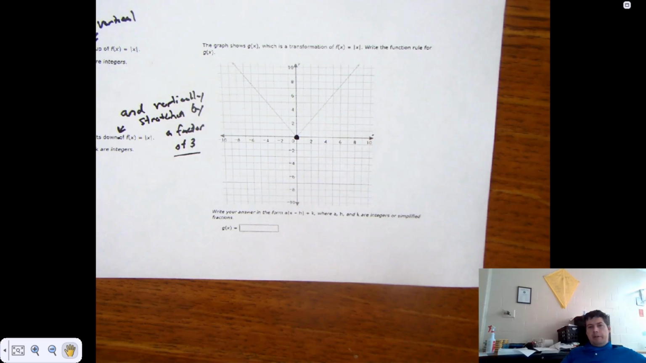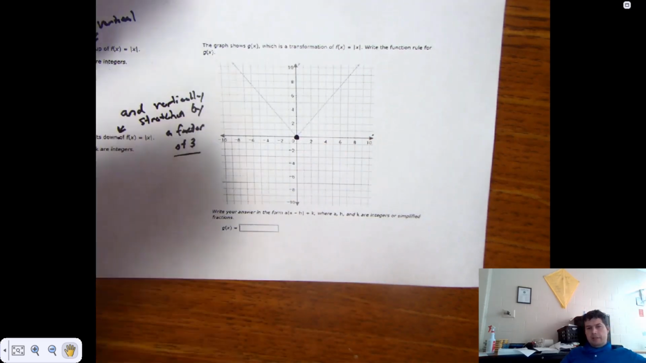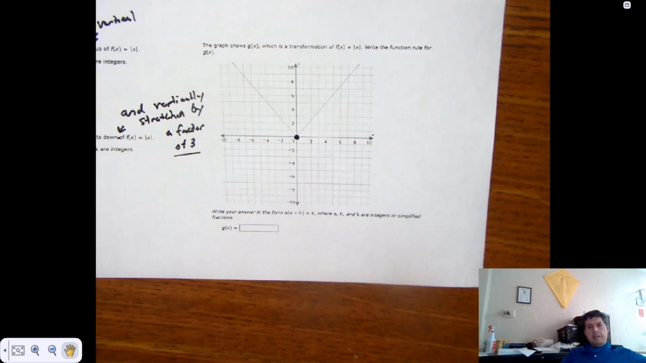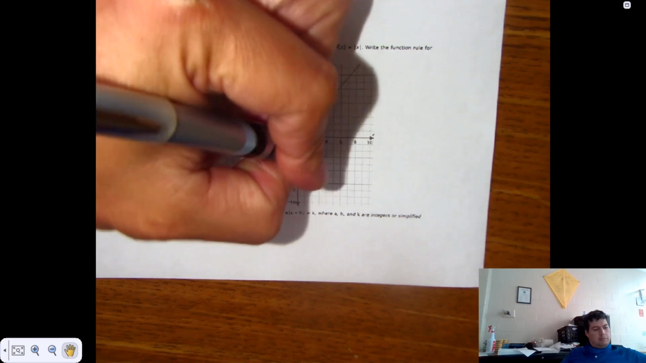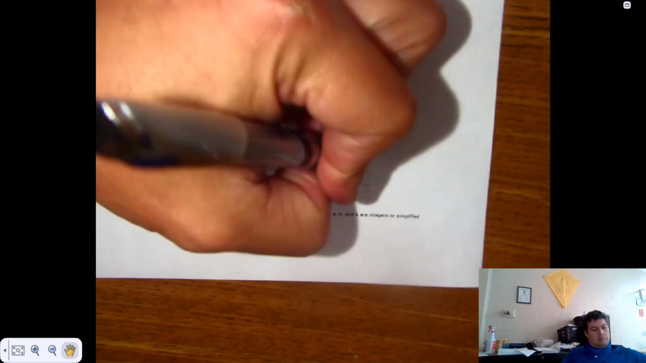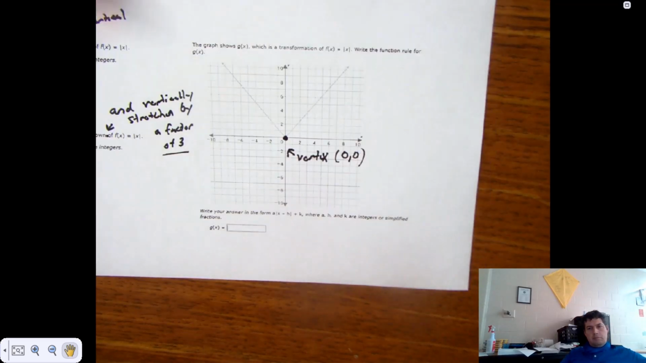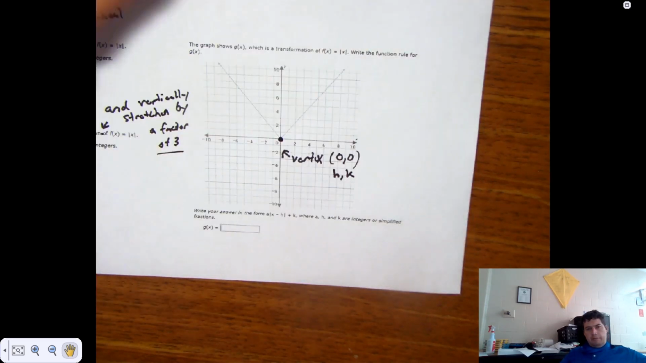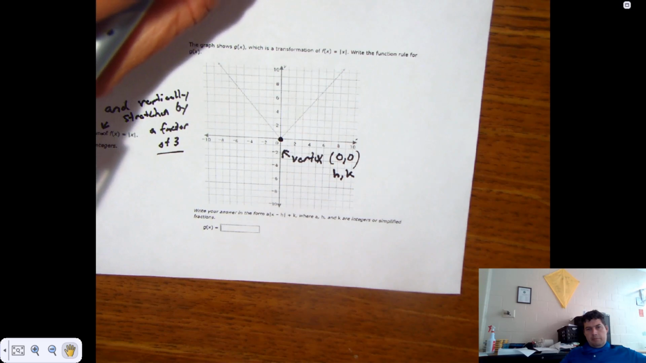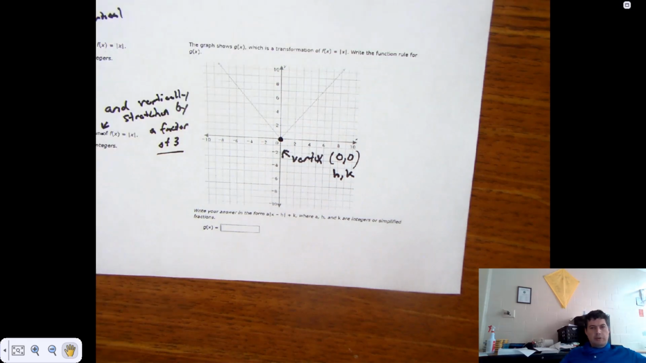I'm going to plot that point right there first. Always start with a vertex, kids. Your vertex is at 0, 0. That gives you H, that gives you K. That's in your notes, kids.